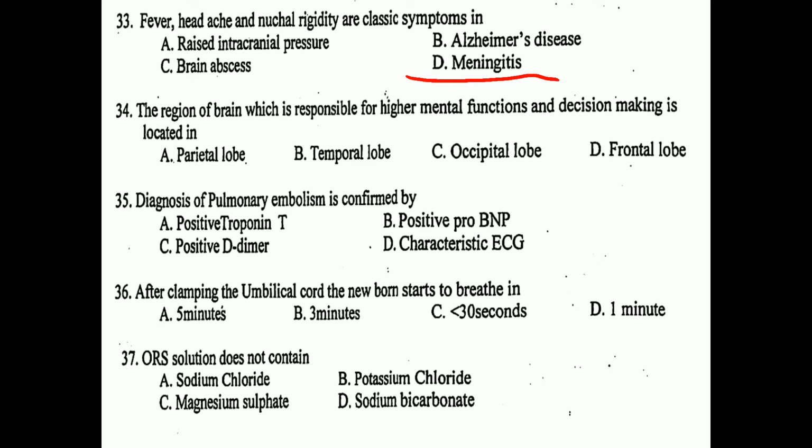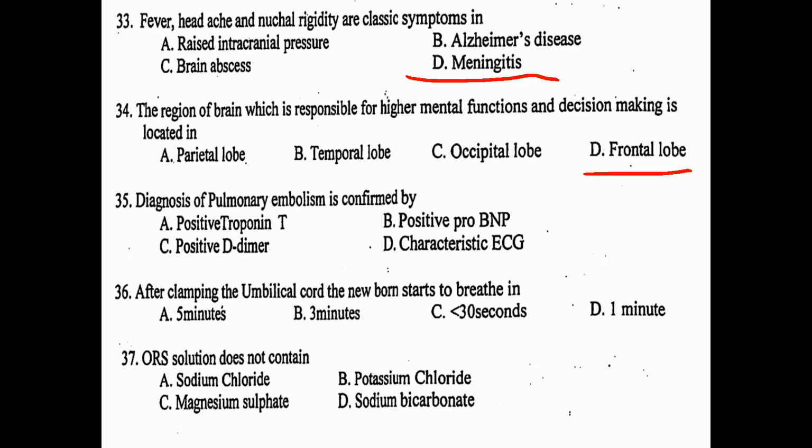Question number 34. The region of the brain which is responsible for higher mental functions and decision making is located in: option A, parietal lobe, B, temporal lobe, C, occipital lobe, D, frontal lobe. The correct answer is option D, frontal lobe.